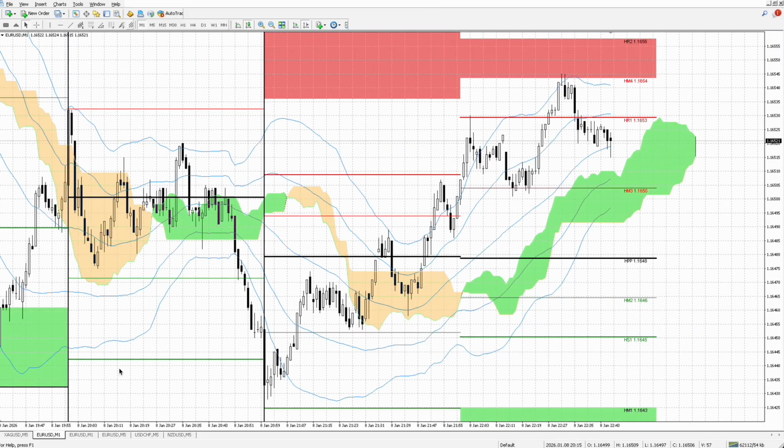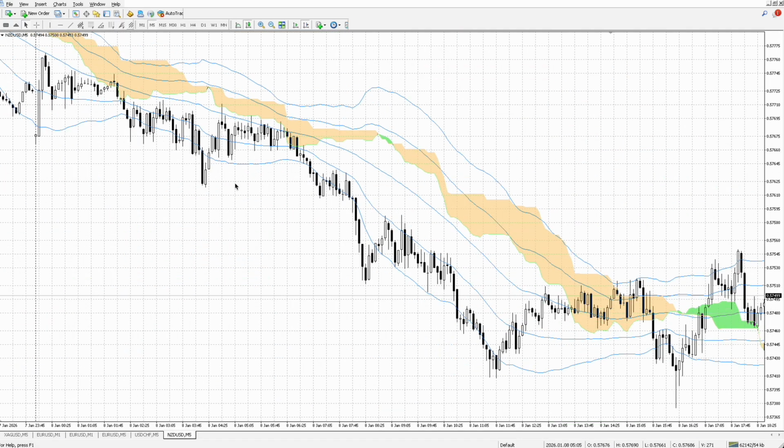I hope that you liked this idea. As I said, it's not the only way you can use this. You can play with other parameters, you can play with other tools. The main idea here is to build something mechanical which will give you good entry points and which will help you to still manage your risk-reward ratio.